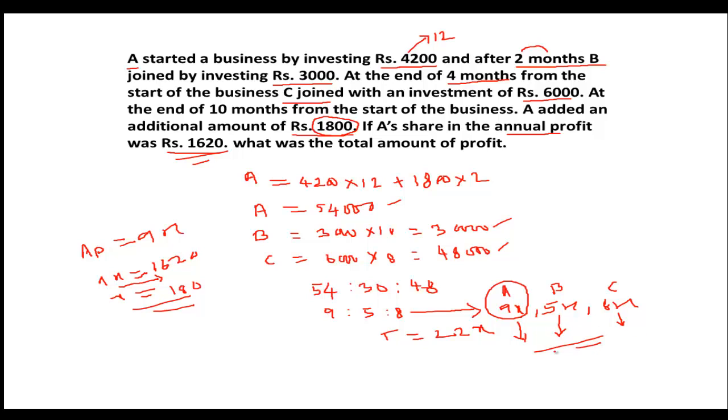But here we have to calculate the total profit, and total profit is equal to 22x, so the total profit is 22 into 180, and that is equal to 3960. Therefore the total profit in this case is 3960.